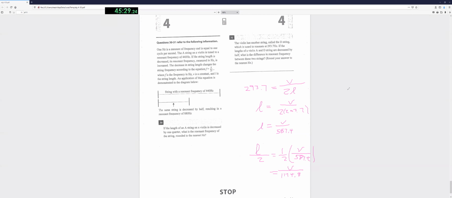So now let's go through and figure out what the frequency for that is. F equals V over 2 times our new length, which is V over 1174.8. All right, so I'm going to simplify this as V over 2 times 1174.8 over V. The V's cancel. And now when I divide 1174.8 by 2, I get exactly the number that I listed before. So there's your alternate proof.